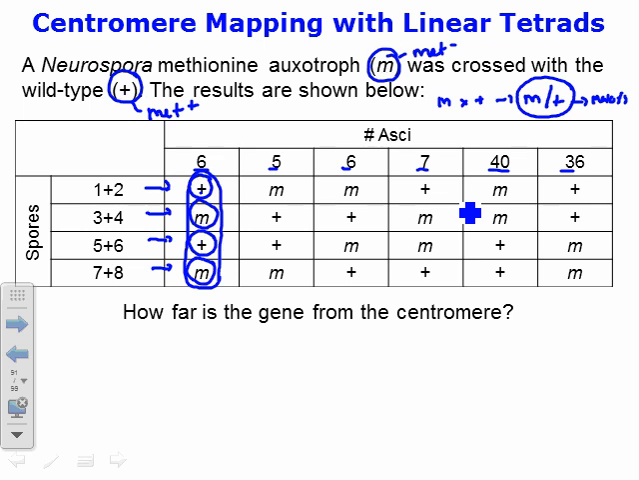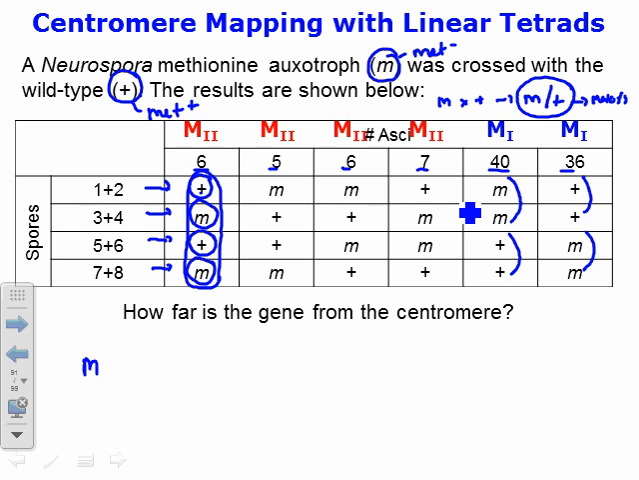So the question is asking how far is the gene from the centromere in this example. So we would just go through and determine which ones are M1 or M2. So these first 2 are the M1 segregation pattern. We have the 4-to-4 ratio of mutant to wild type. The remaining asci, though, are M2. These have the M2 segregation pattern.